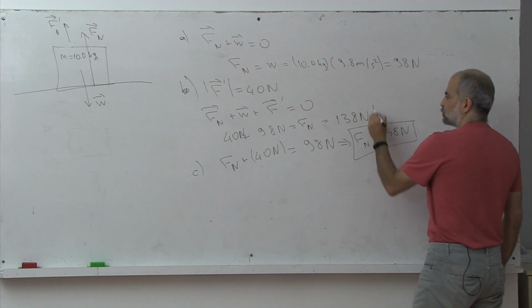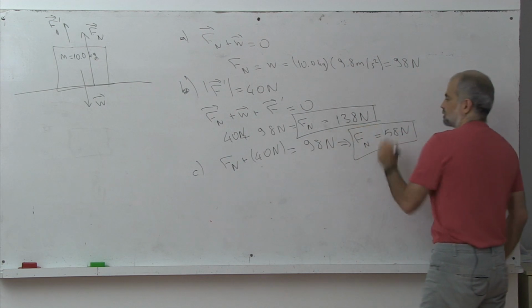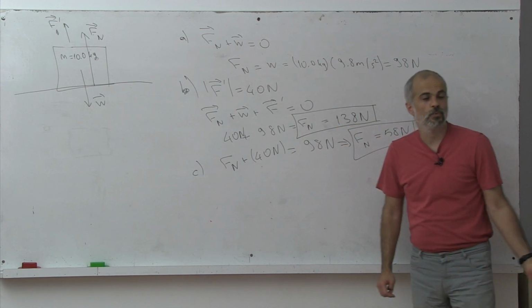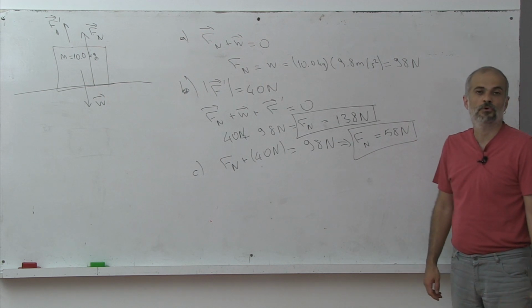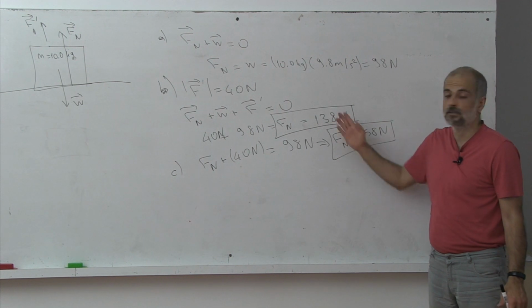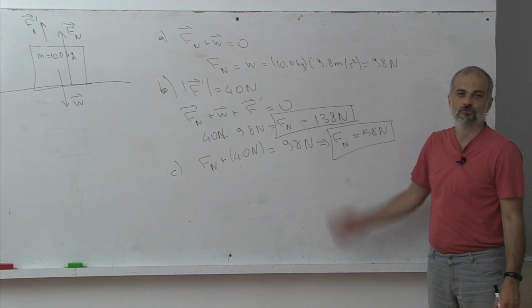So you see that the normal force acting on an object can be equal to its weight, larger than its weight, or smaller than its weight. And this is mainly because the weight and the normal force are not action-reaction pairs.